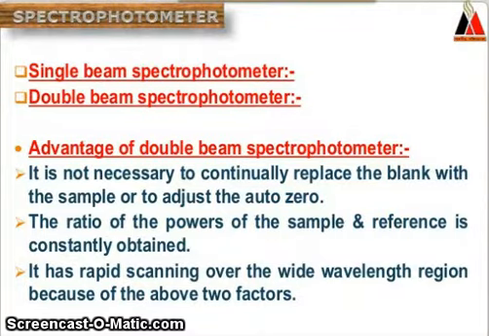So, single beam spectrophotometer and double beam spectrophotometer. Advantage of the double beam spectrophotometer: it is not necessary to continuously replace the blank with the sample to adjust the auto-zero. The ratio of the powers of the sample and reference is constantly obtained. It has rapid scanning over a wide wavelength region because of the above two factors.